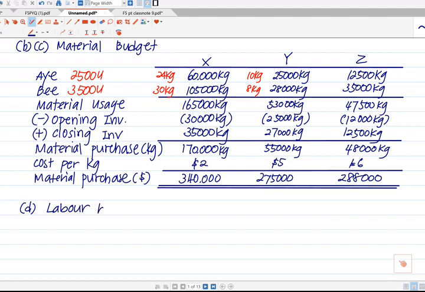Question asked for the labor budget. Remember, for labor budget, no opening closing. We cannot work as hard today. Tomorrow no need to go office. Not possible. Are you right? So what do we have? There are how many types of the labor? 2. One is unskilled. How about the other one? Skilled.